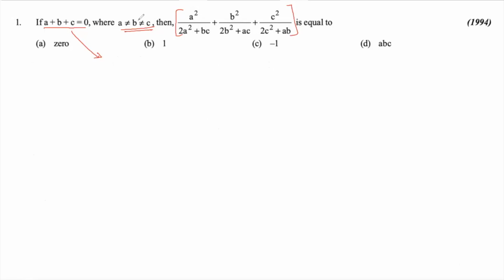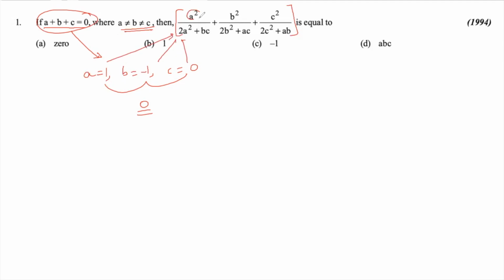When a, b, c are not equal and the sum is equal to 0, we can take values of a, b, and c which satisfy this relation. For simplicity, I'm taking a as 1, b as -1, and c is equal to 0. Now, when you add these three numbers, you will land up with a 0, right? And now we substitute these values of a, b, and c in this particular expression to get the answer.